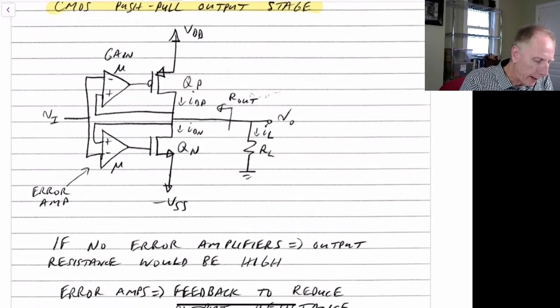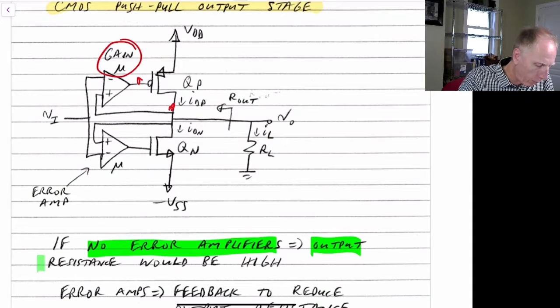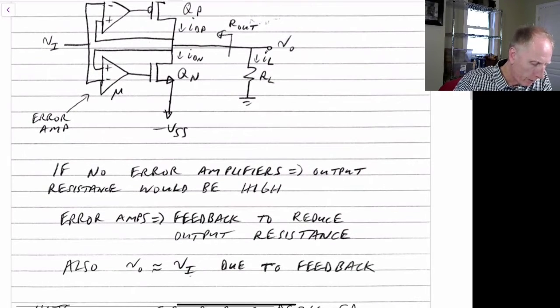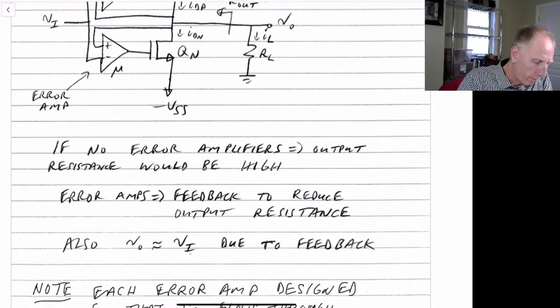Now, if we didn't have any error amplifiers, because we already have a gain stage potentially from this point to this point, the output impedance may not be that high. So we can add this gain here, which reduces the output impedance. So if we don't have any error amplifiers, we might have a higher output resistance, and we'll see that that gets reduced by the gain that we have here. So we can reduce our output impedance of our amplifier. And as I mentioned, Vout is approximately equal to Vi due to feedback.